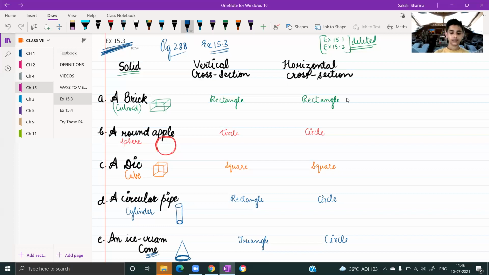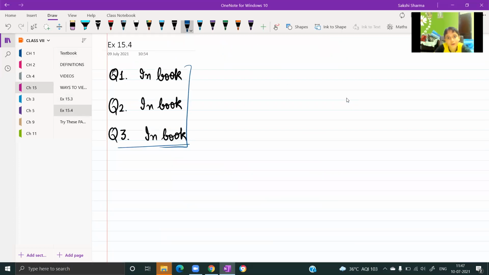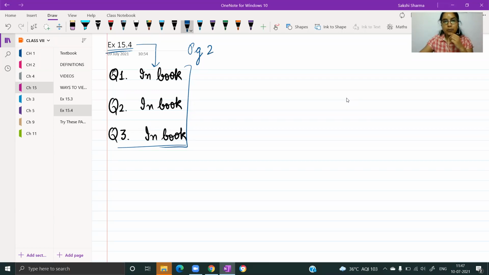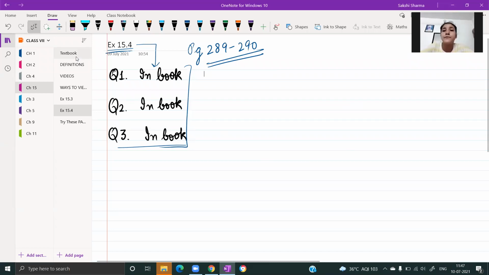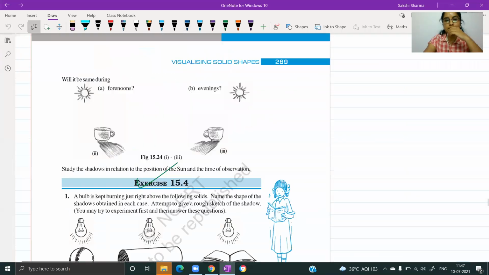Can we do one question of 15.4? Exercise 15.4. This has 3 questions and we will be doing all 3 in the book. All questions are in book. 15.4 के सारे questions आपके जो हैं वो बुक में हैं. पेज है 289, 290. Okay, ma'am. Yes, turn to page number 289.